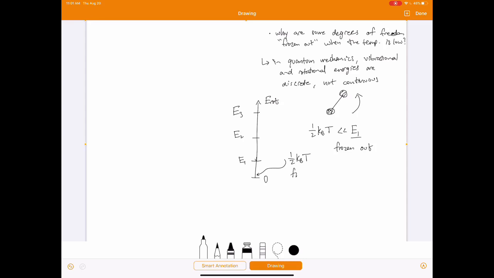So here, we're frozen out down here, clearly, right? But if 1/2 kT were up here somewhere, that just means the temperature is higher. We would say it's active. Okay, so that's why certain degrees of freedom can be frozen out when the temperature is low.